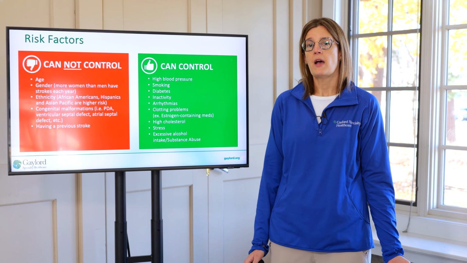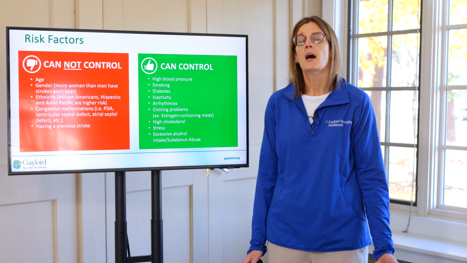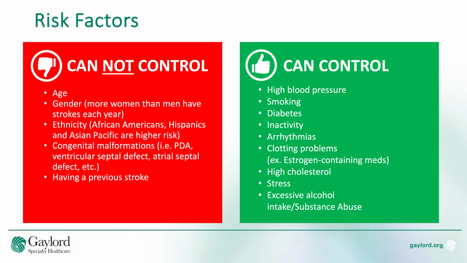The risk factors for stroke that are controllable, highlighted in green for you, are high blood pressure, smoking, diabetes, physical inactivity, cardiac arrhythmias, specifically atrial fibrillation, clotting problems that are associated with other medications that one might need for other medical conditions and treatment of those conditions, high cholesterol, stress, and then excessive alcohol intake and/or substance use or abuse are also considered to be controllable risk factors for stroke.